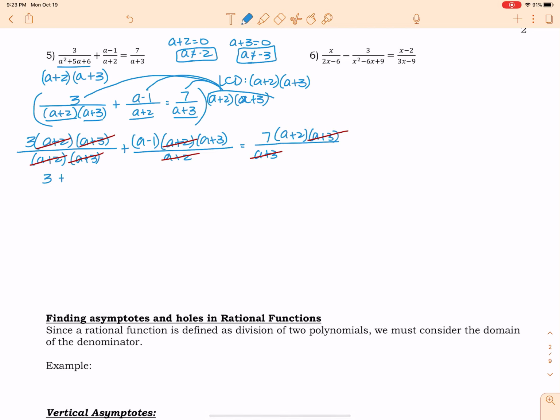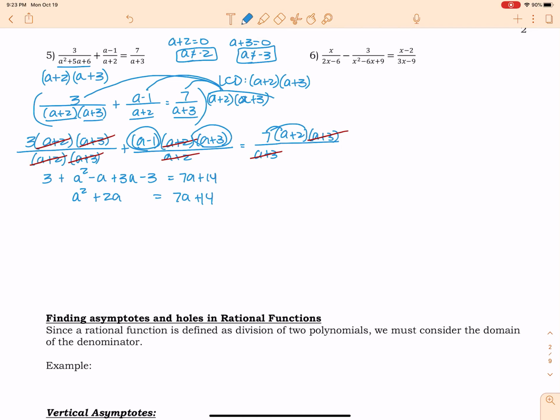We've got 3 plus, and then we've got to FOIL this a plus 1 and a plus 3, so that gives me a squared minus a plus 3a minus 3 equals 7a plus 14, because I have to distribute my 7. All right, let's tidy this up and combine like terms. Well, that's all we have, because the 3's add to 0.